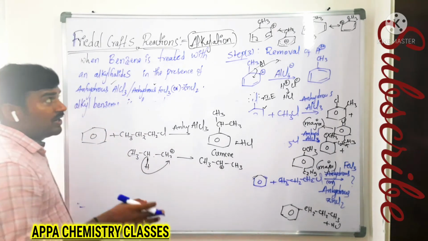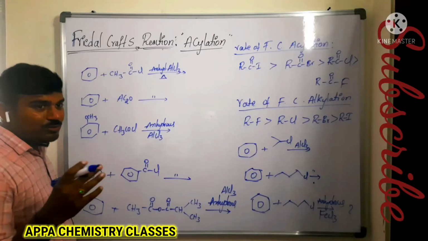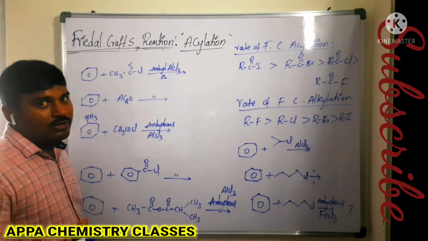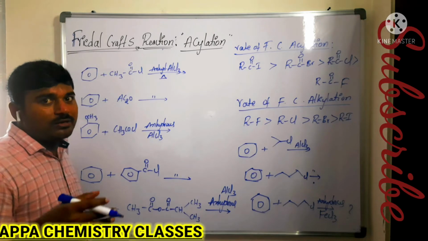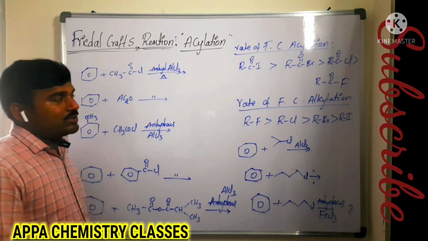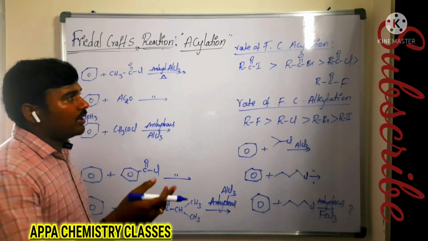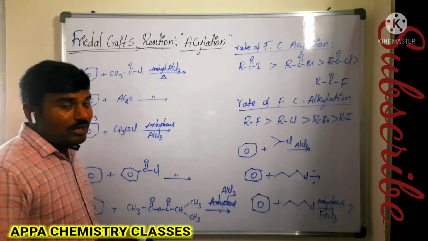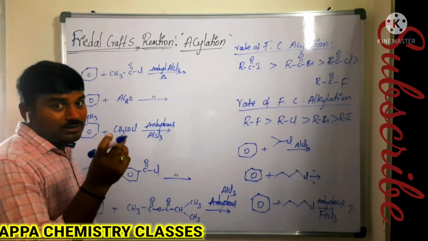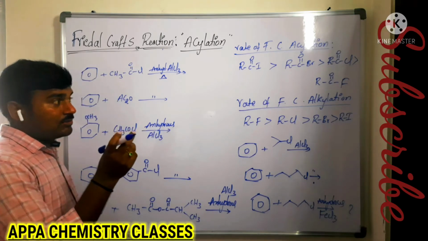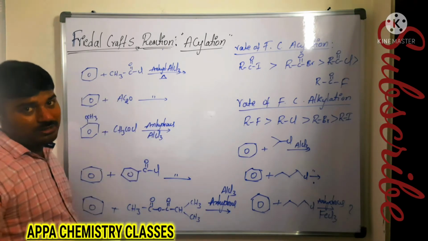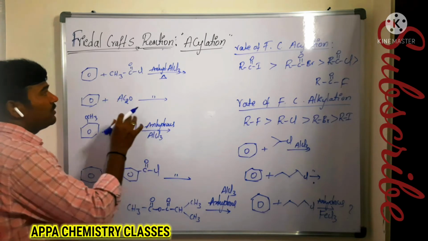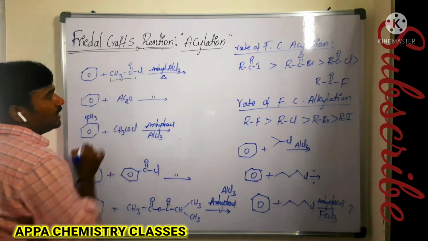So next we will see the Friedel-Crafts acylation. What happens when benzene reacts with acetyl chloride? Not only acetyl chloride, it is acid chloride in presence of anhydrous aluminum chloride or anhydrous ferric chloride or anhydrous zinc chloride. That acyl group, that acid chloride group, will be substituted on the benzene ring. Okay. So now you see in this case it is an acetyl chloride.